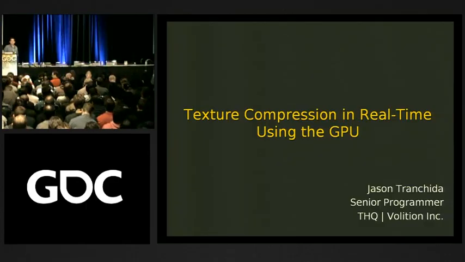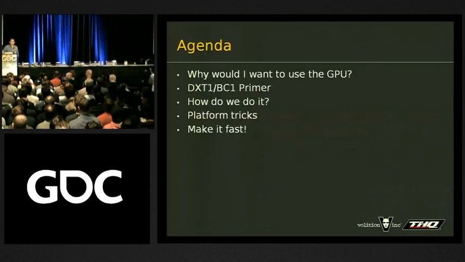My name is Jason Tranquita. I am a senior programmer at Volition. I've worked on rendering and tools primarily, most recently on Red Faction Guerrilla.